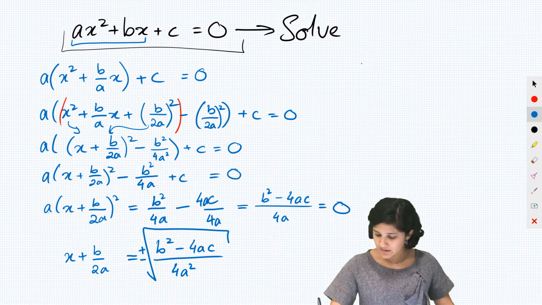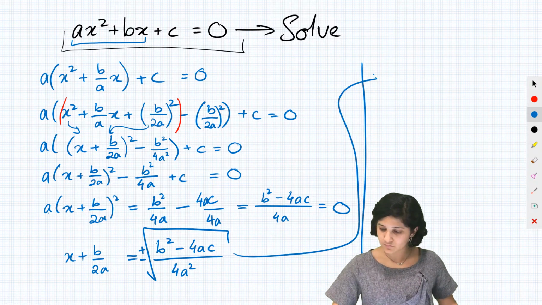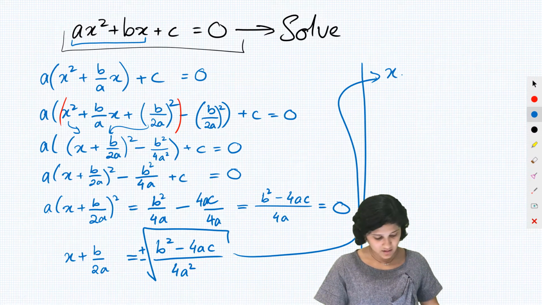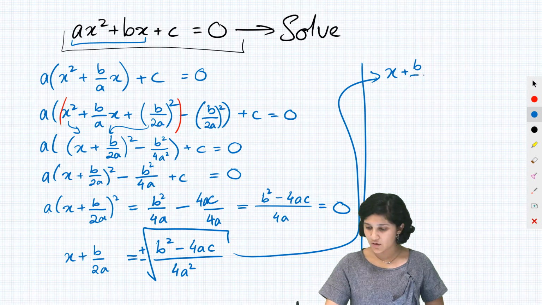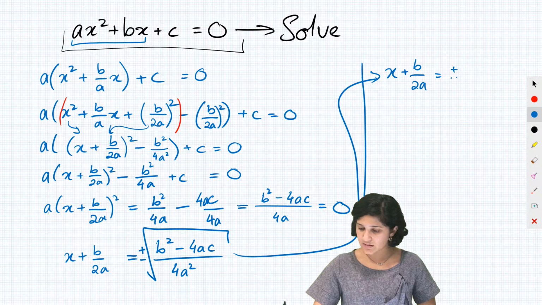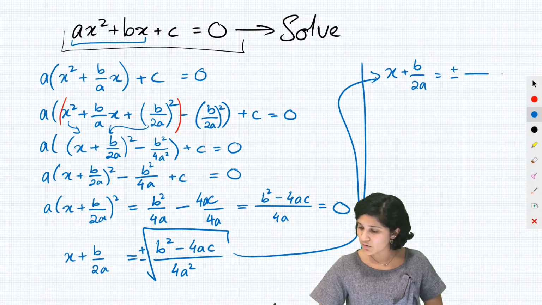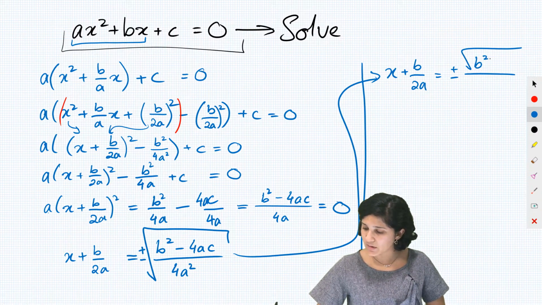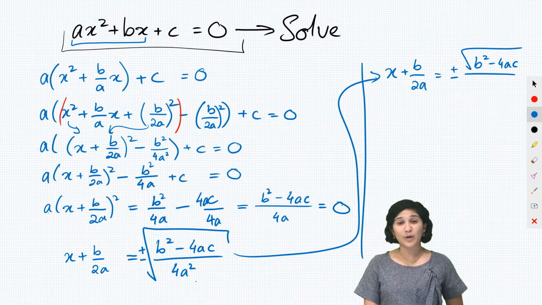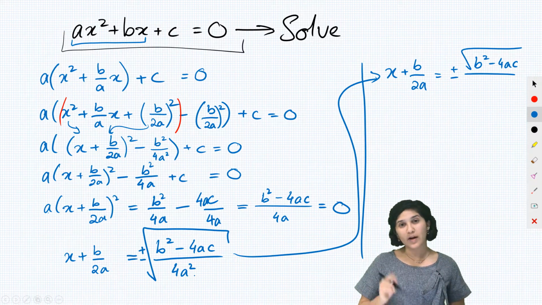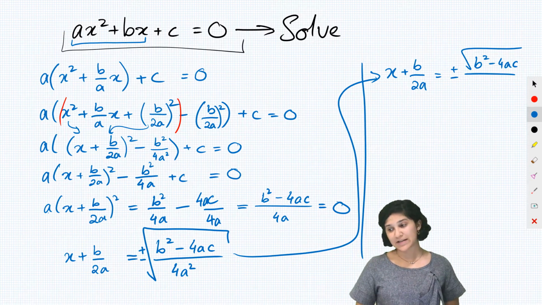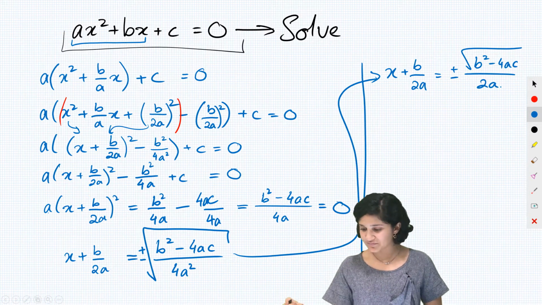Alright, so I can actually simplify that a bit. Now I've got x plus b over 2a is equal to plus or minus. Now the square root of the top, nothing's going to change. It's just b squared minus 4ac. But on the bottom, I can see that 4a squared is actually the square of 2a. So the square root of 4 is 2, and the square root of a squared is a. So it's just 2a on the bottom.